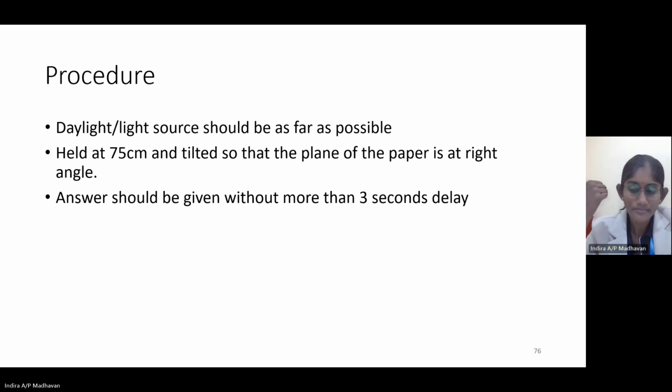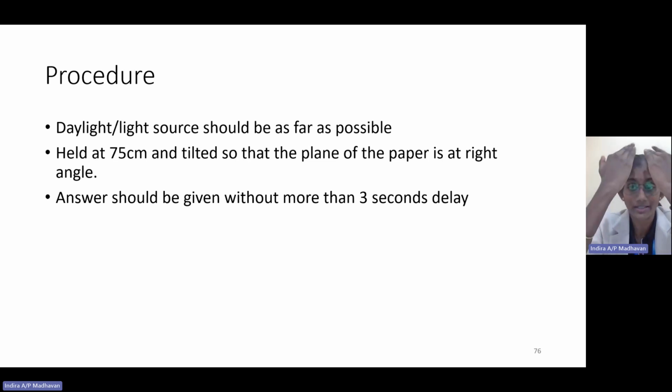Next is the testing distance. This is the mistake that people usually make in practice. They keep it at 40 centimeters. But when it comes to Ishihara plates, the original testing distance recommended by the Ishihara creator was to hold it at 75 centimeters away from the patient. So it's usually about arm's length. It has to be held at 75 centimeters and tilted so that the plane of the paper is at right angle.